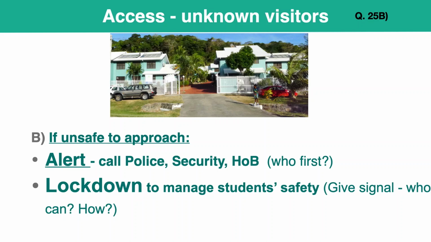And if they appear unsafe to approach, you don't want them to get to students or near students. So what is the way that you go into lockdown to manage students' safety? You can't just afford them to let them wander or stay around and wait while the police arrive. You do need to get students into safety, so you should be able to give a signal, which is a specific lockdown signal. Check your policy about who can do that. Can you do it? And how is it done? What is the signal that you give so that all the students and staff on the property know that they have to go into lockdown?